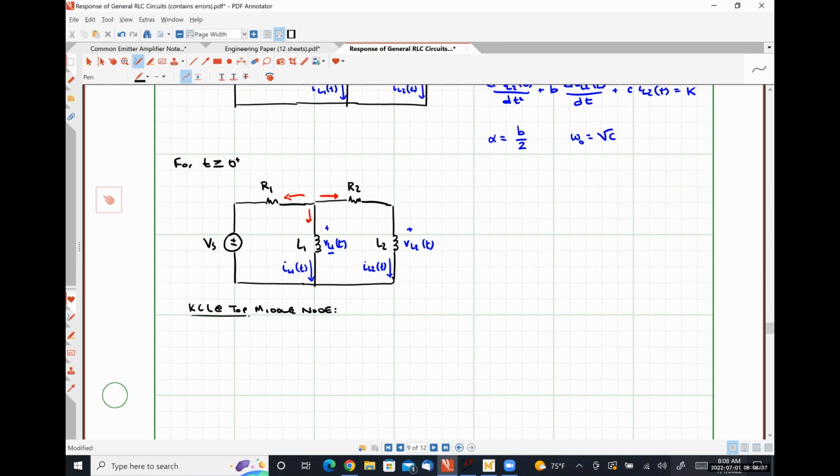So applying Kirchhoff's voltage law around the left-hand loop tells us that the voltage drop over resistor R1 is going to be VL1 minus VS, and we're going to divide this by R1. Then we have our current flowing down, which is IL1, and then we have our current flowing to the right, which is IL2.